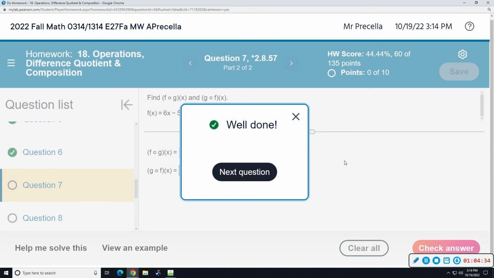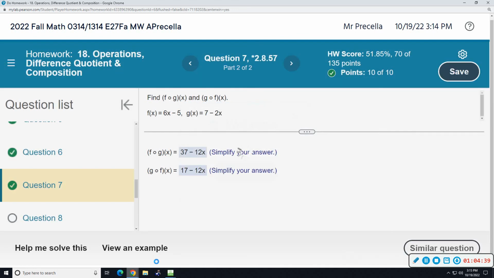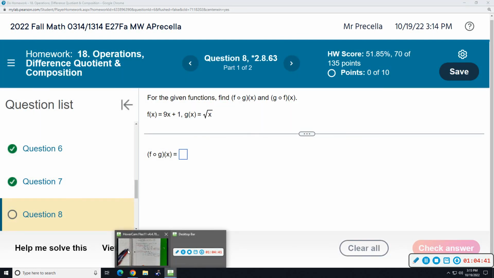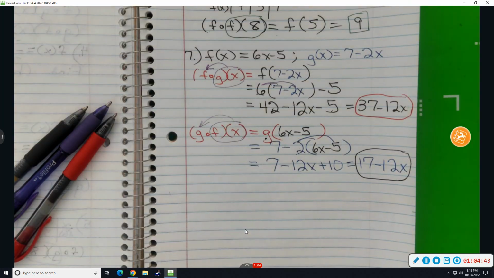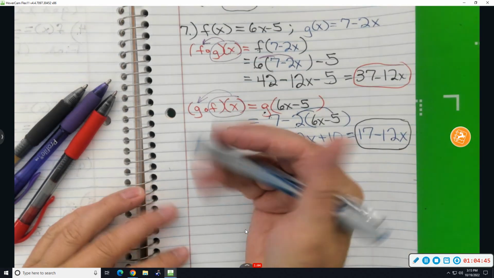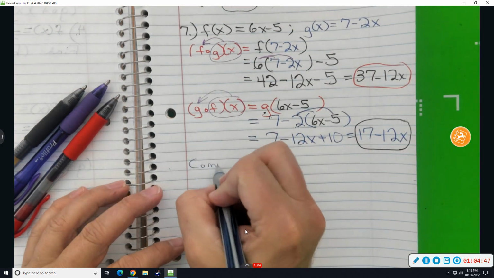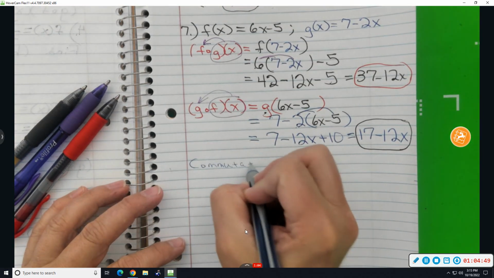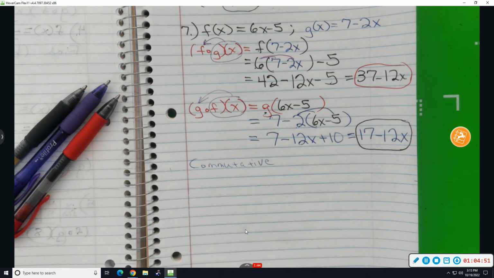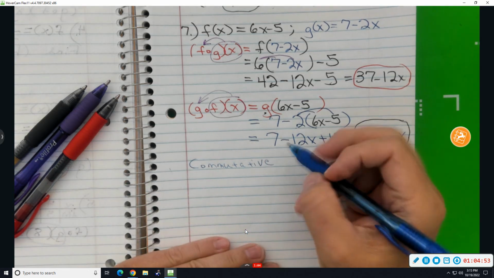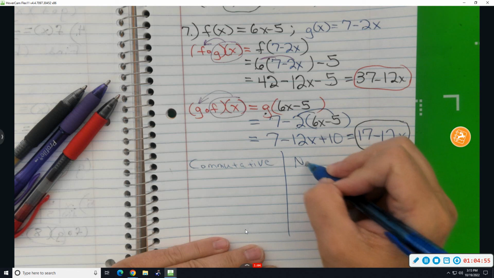What about multiplication? Commutative and not commutative.